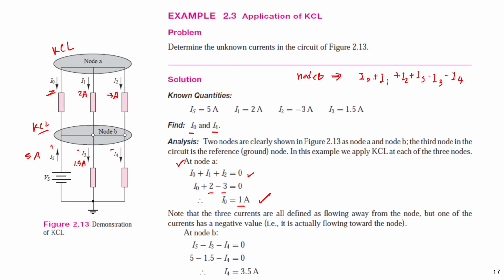But we already know that the sum of the three currents is 0, right? So we can write down only IS minus I3 minus I4 is 0, like this. Because we know already that the upper part sum is 0, so the sum of the lower parts is 0. We substitute IS, I3, and we get I4 at 3.5.